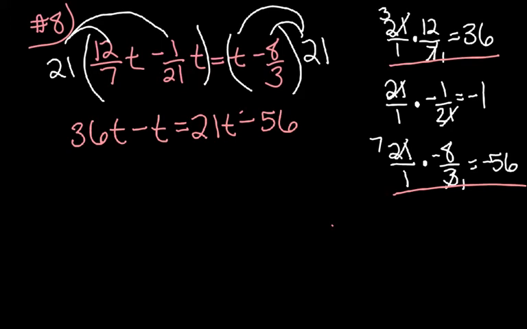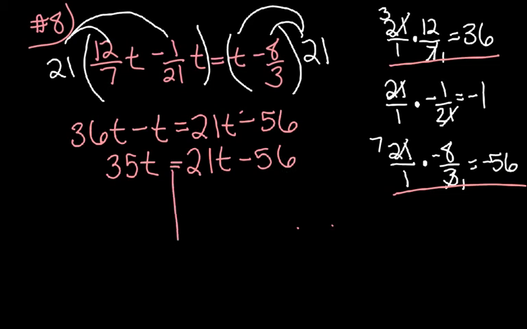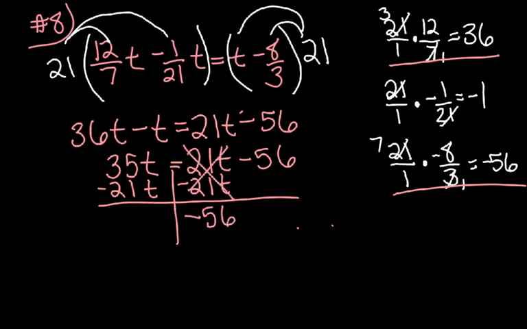So on the left, I'm going to combine 36t minus t is 35t. On the right, I cannot combine those terms because they're not like terms. So now I'm going to bring all of my t's to the left side by doing minus 21t. 21 minus 21t cancels out, leaving me with just negative 56. And on the left side, 35 minus 21 would be 14t.